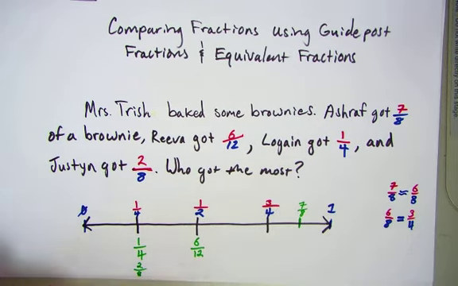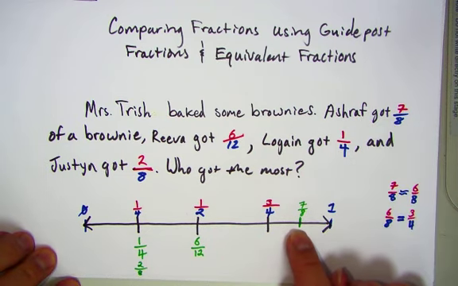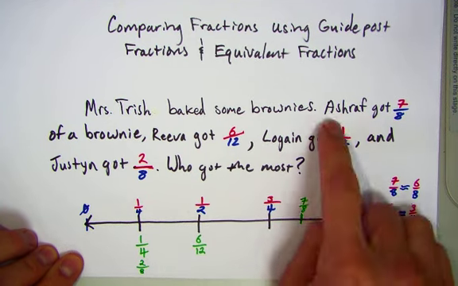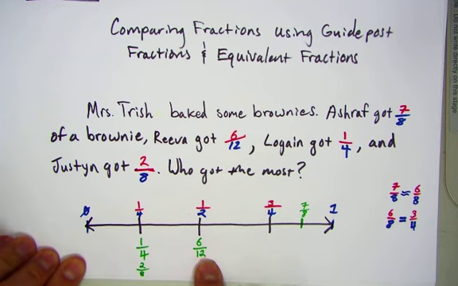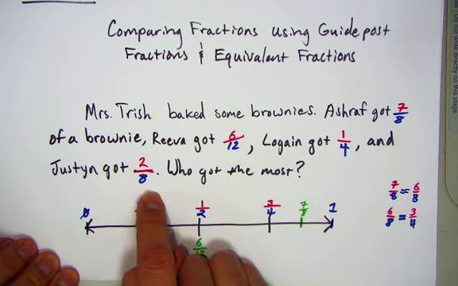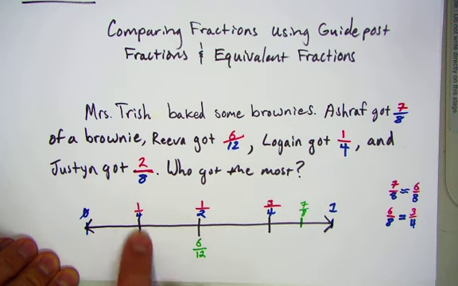So now I can compare all these fractions. 7/8, Mr. Ashraf's part of the brownie, is the greatest piece. You can see it way over here next to one whole brownie. He almost got a whole brownie. What a lucky guy. Riva got half of a brownie, only 6/12 right here. Lojane and Justin actually got the same amount of brownie, and that's right here.